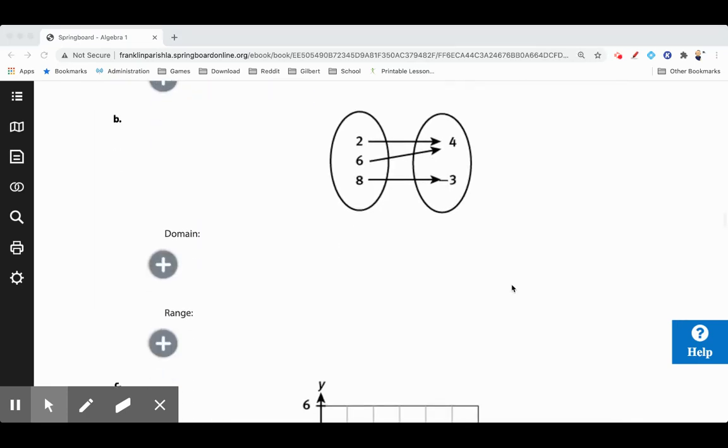Part B, similarly, you have the domain, which is the input, 2, 6, 8, and the range is what you get out, 4 and -3. Okay, domain 2, 6, 8, output range 4 and -3. You only get 2 things out, even though you put in 3 things, because 2 of the ones you put in give you the same output. Both 2 and 6 give you 4. So domain 2, 6, 8, range 4 and -3.